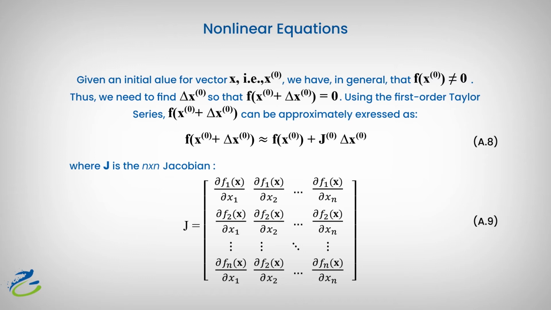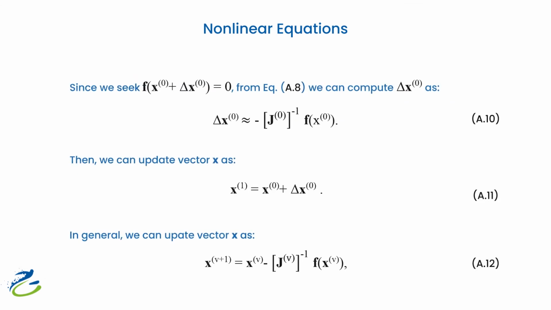The Jacobian matrix is a square matrix that differentiates the first equation with respect to the variables. Therefore, we have in the first row partial f1 partial x1 and partial f1 partial x2, and the last element is partial fn partial xn. Because we seek to make f of x naught plus delta x naught equal to 0, we can compute delta x naught as minus J naught minus 1 multiplied by f of x naught. We can update vector x as x1 equals x naught plus delta x naught.